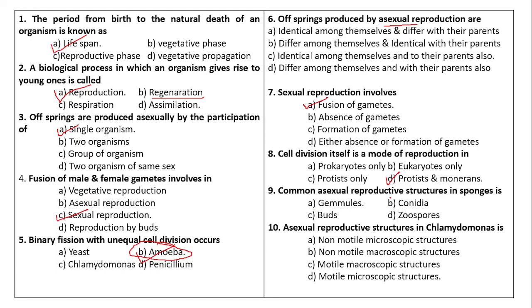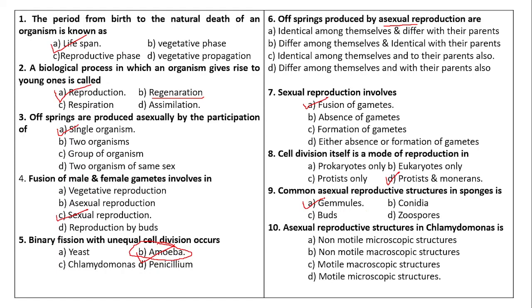Out of these two, which are the common reproductive structures that are found in the sponges? In case of sponges, you can see both gemmules as well as buds. But which is most common in the sponges? Gemmules are the most common structures, found only in the sponges as asexual reproductive structures.